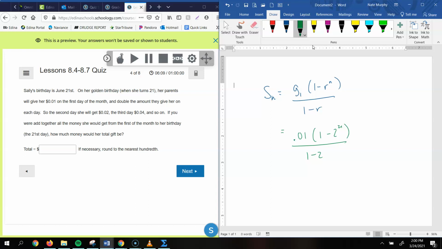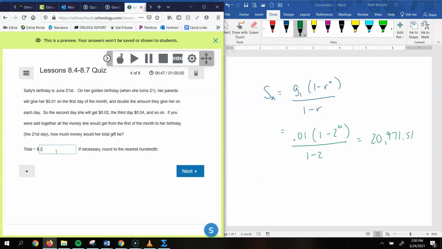So when I do this on my calculator, we end up getting as our answer $20,971.51. So just under $21,000 is how much total she would get for her 21st birthday, which is kind of ironic. That for her 21st birthday, she just ends up getting just under $21,000. All right.